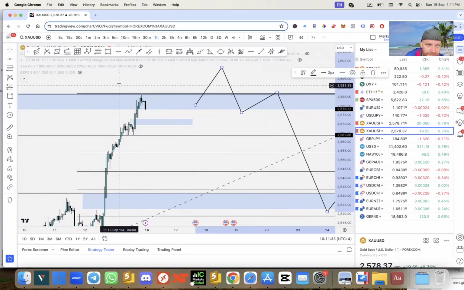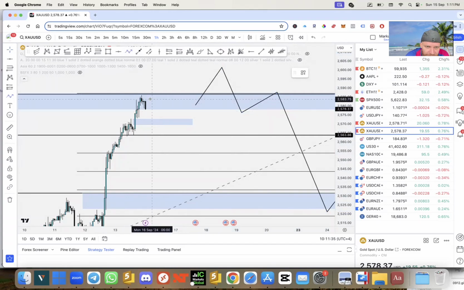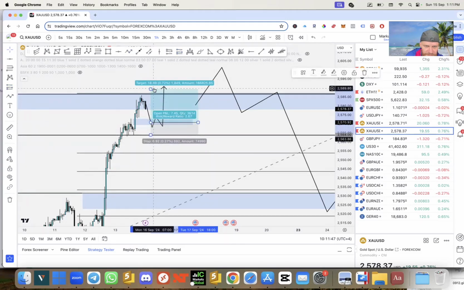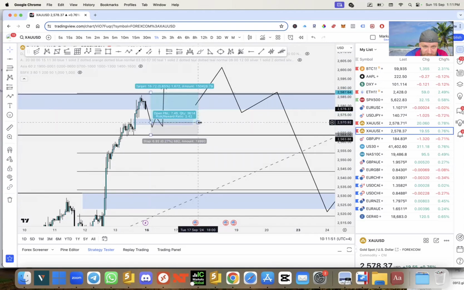Only here, if we pull back without taking that liquidity. If we pull back into here, boom, beautiful, very high probable. Bang. There. And that's what I look for at the beginning of the week. Very, very nice.